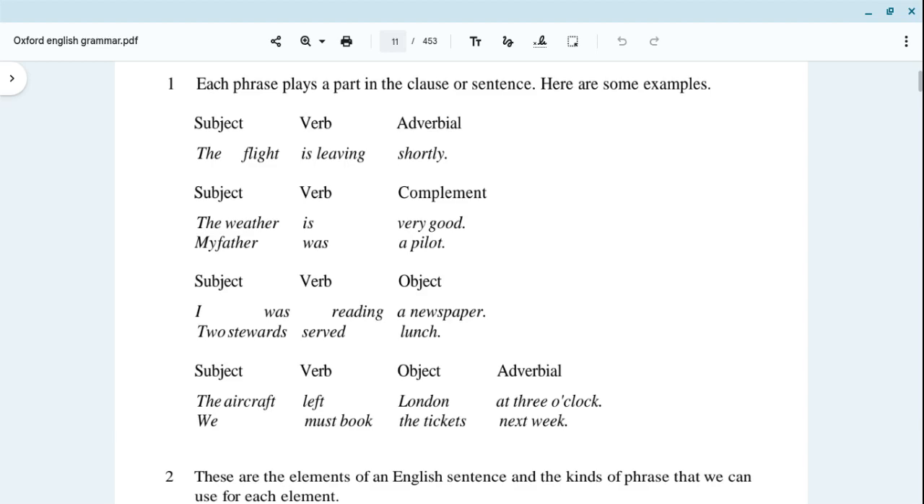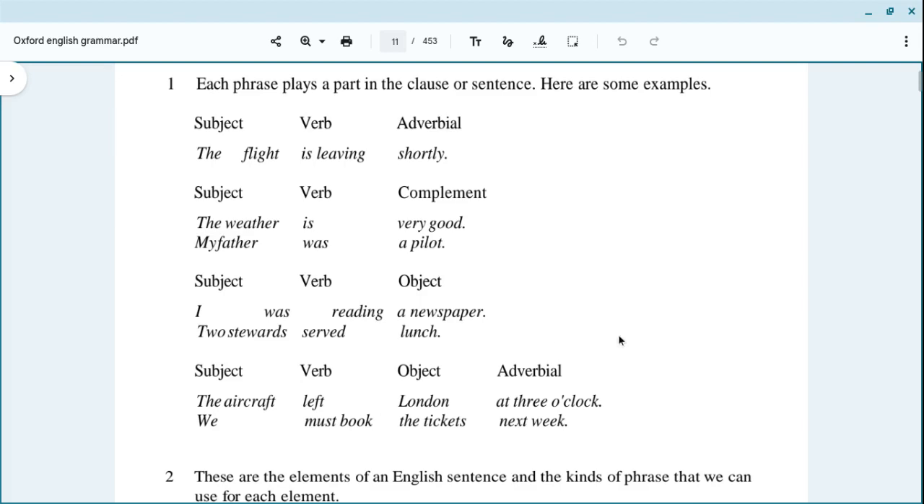Two stewards served lunch. Subject: two stewards. Verb: served. Object: lunch.